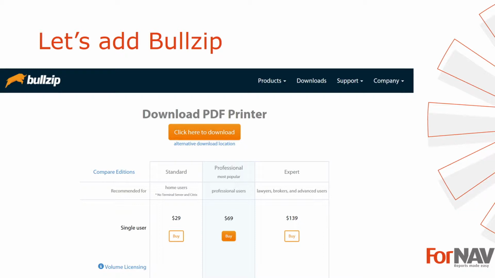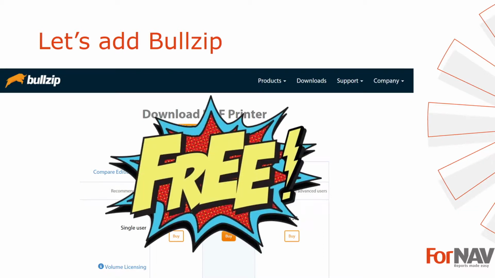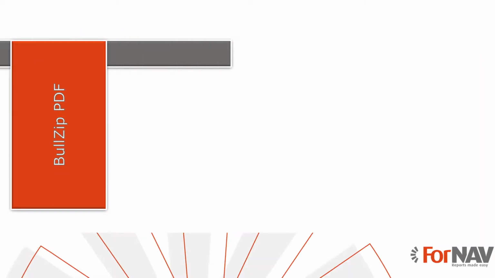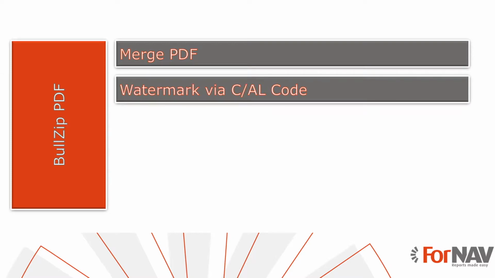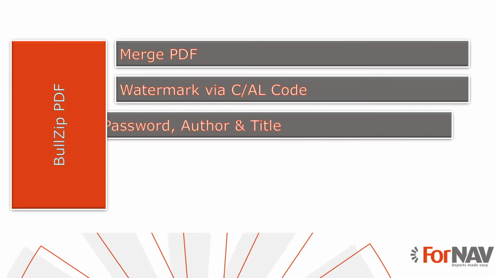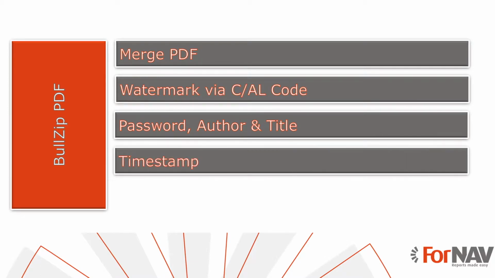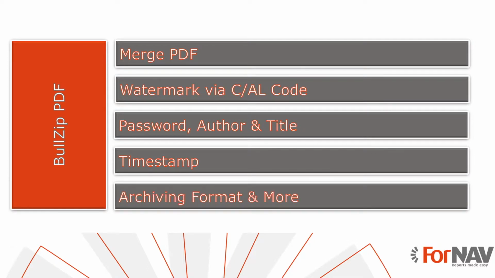Bullzip is licensed for free with Report for NAV, and you can do some advanced PDF features with it. For example, merging PDFs, and I will explain what the difference is between merging PDF and Append and Prepend PDF. You can add a watermark via CL code. You can change the password, change the author and the title of the report. You can add a timestamp, for example, or you can even do archiving and more of that advanced stuff.